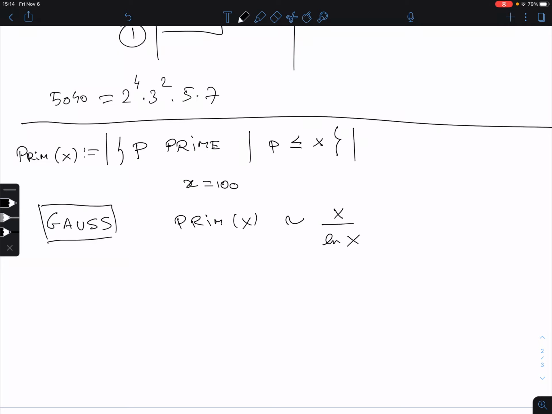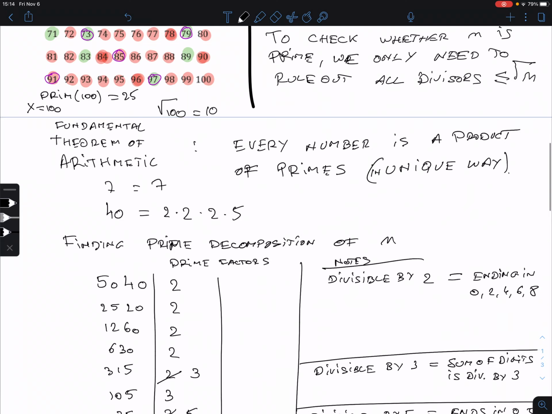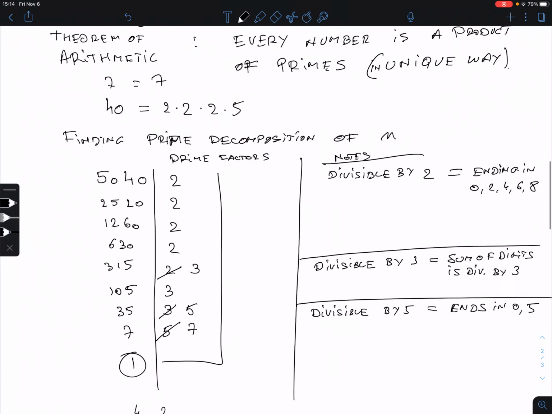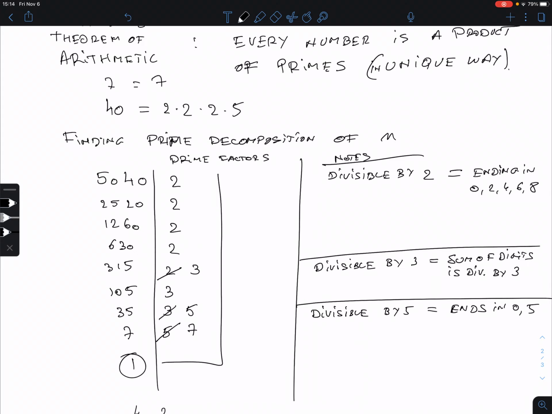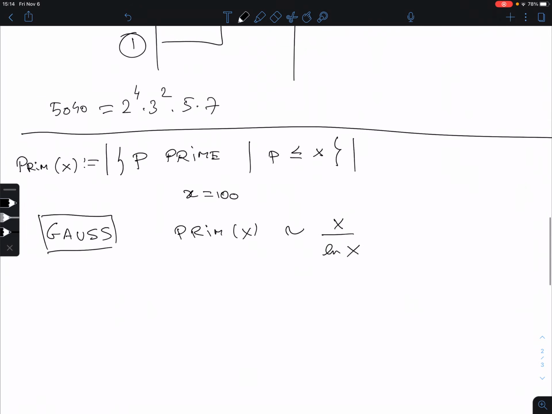The log here is the natural log. So the natural log of 100, let's see what this would be. Where's my natural log? Log 2, log 10. I don't have natural log on my calculator, log e, okay. It's 4.6. So if x is 100, then ln of x is 4.6. So 100 divided by 4.6 is about 21. Now we calculated that prim of 100 was actually 25.